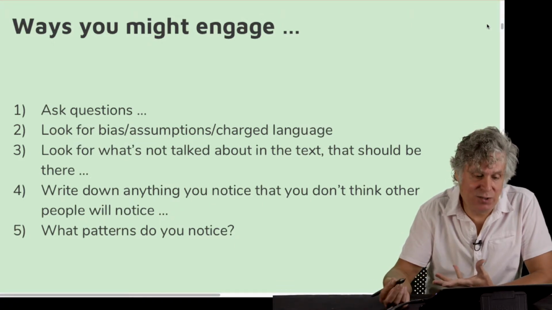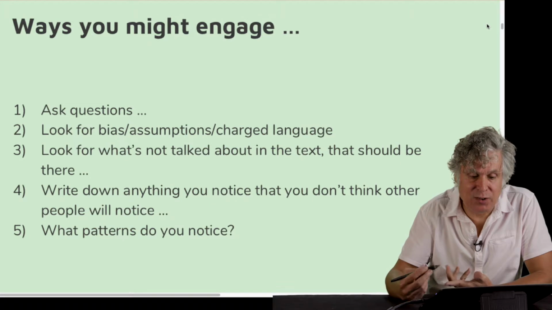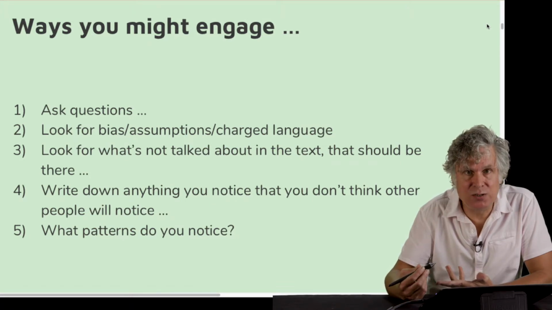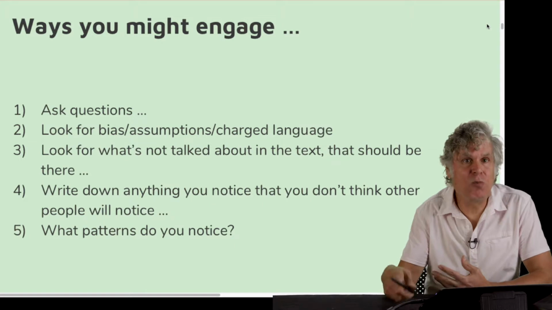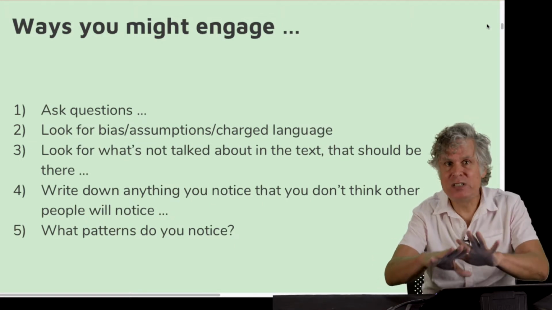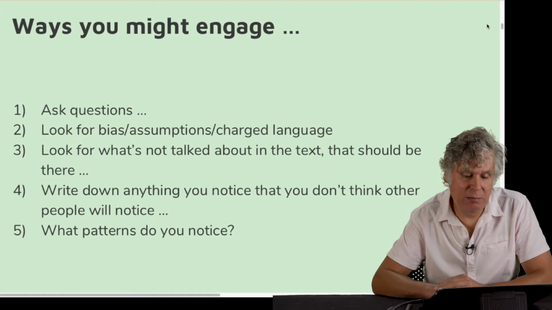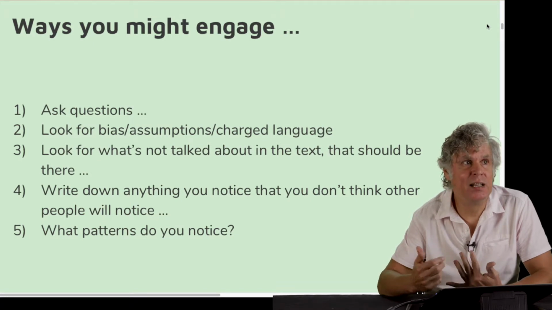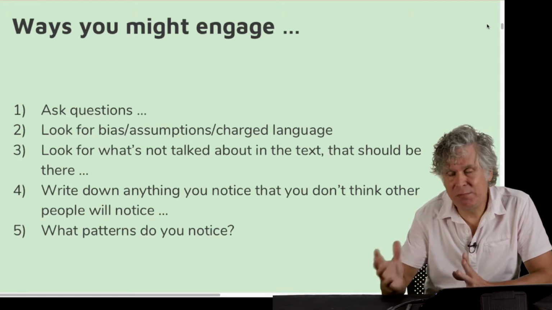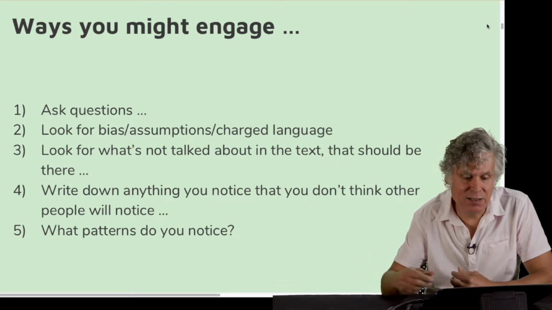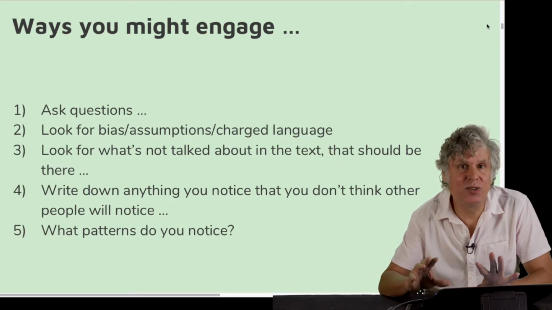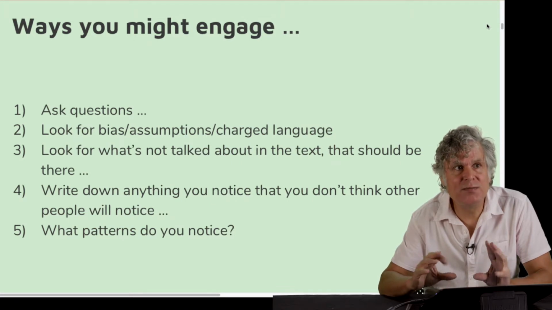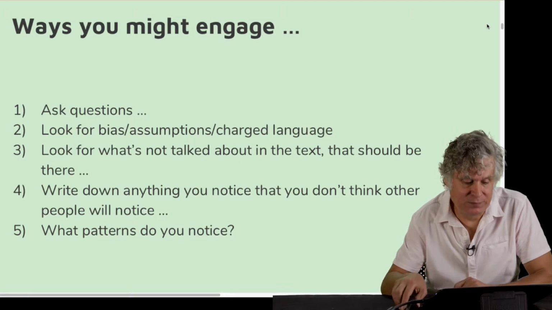So ask questions, look for bias or assumptions or charged language in what you're reading. Look for what's not in the text at all, like what don't they talk about? And write down anything that you notice about the text. And when I say text, it could be a play, it could be a photograph, it could be a chapter in an art history book with paintings in it. So anything that you notice that you don't think anyone else is going to. All those perceptive, weird ideas that go through your head as you're reading, write those down as well.